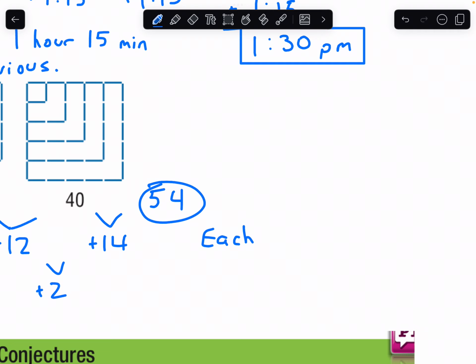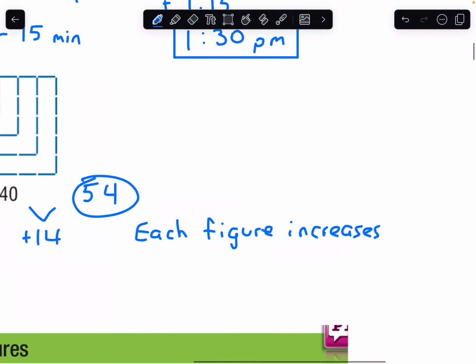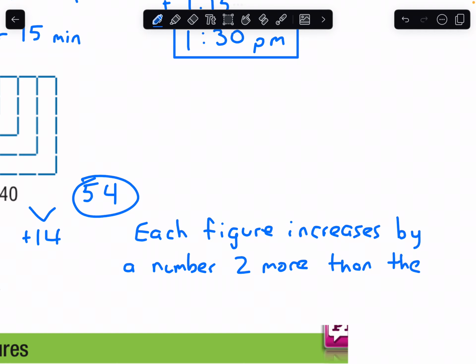Each figure increases by a number 2 more than the last number increased.